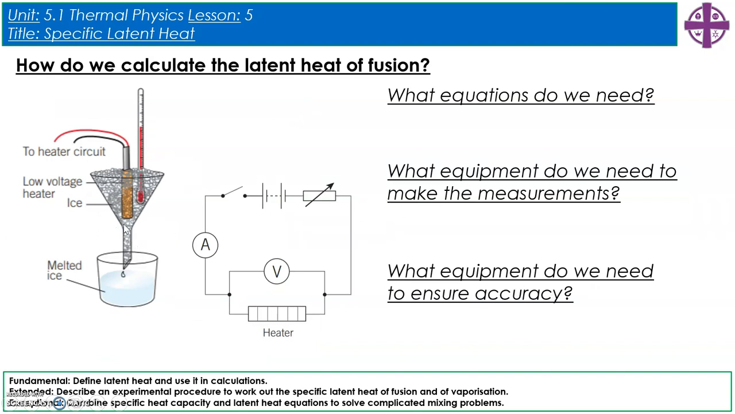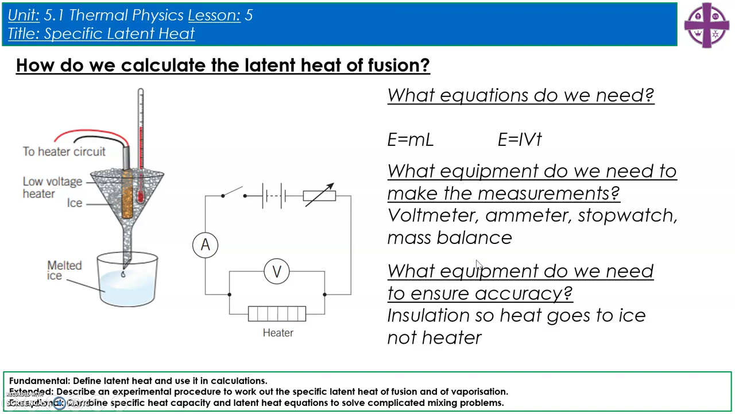Well, you could get an experimental setup like this, where you've got some ice inside a funnel like this. You heat up your ice with a heater, you ensure the temperature stays the same, and you measure the mass that melts, and using the two equations, you can work out the latent heat of fusion. So you use IVT to work out the energy put in, you measure the mass using a mass balance, and you can work out the latent heat of fusion.